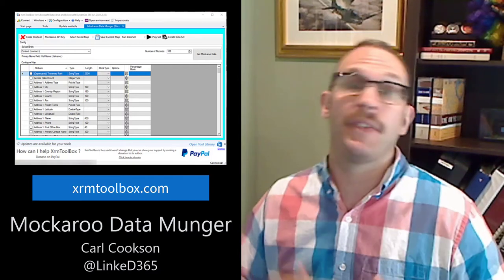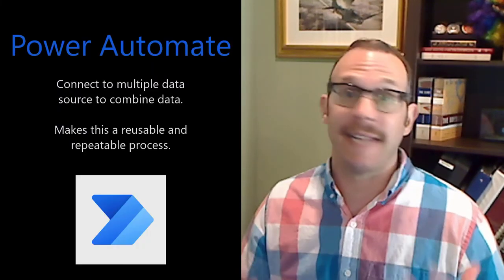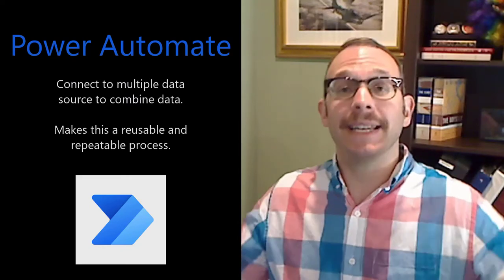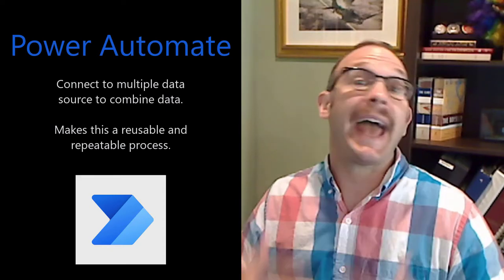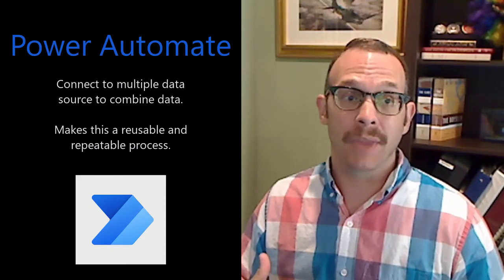Or sometimes I want to grab data from multiple systems. So say I want to grab ServiceNow cases, and then I want to anonymize those by changing the names on all the tickets. If I use Flow or Power Automate, I can connect those two data sources together, combine that data, and then add that to my Dataverse environment.